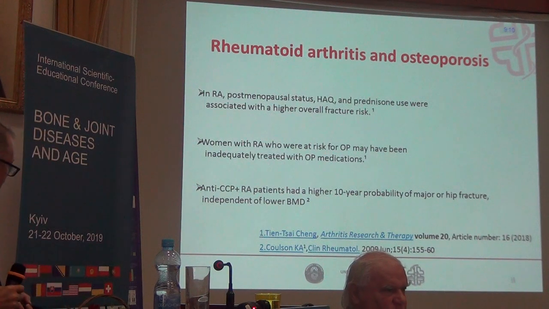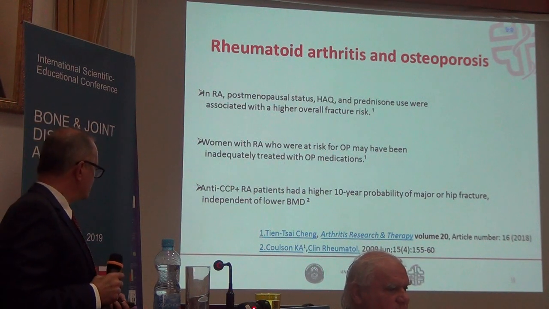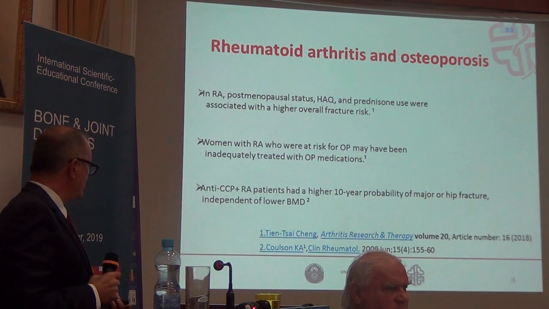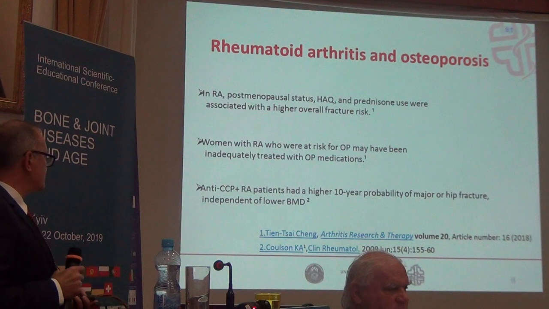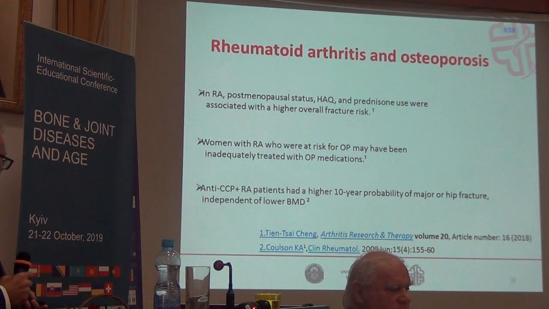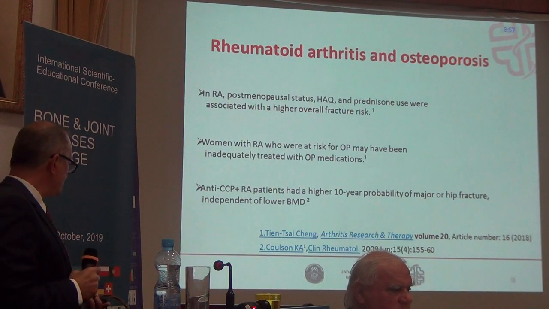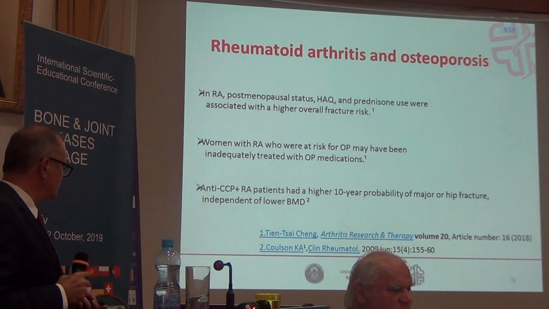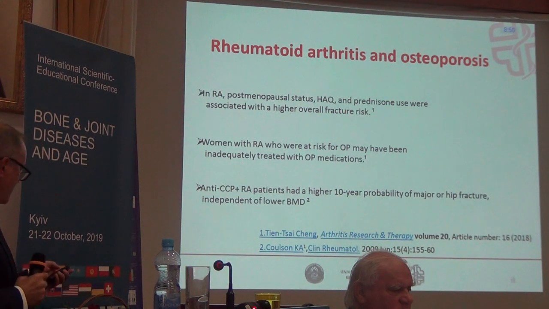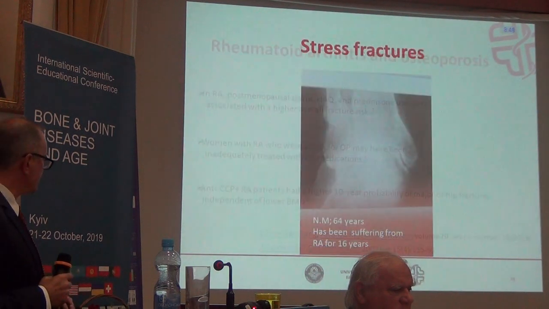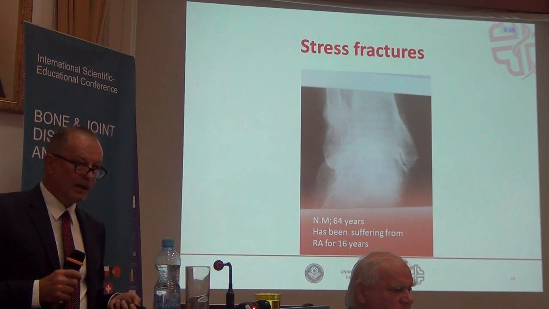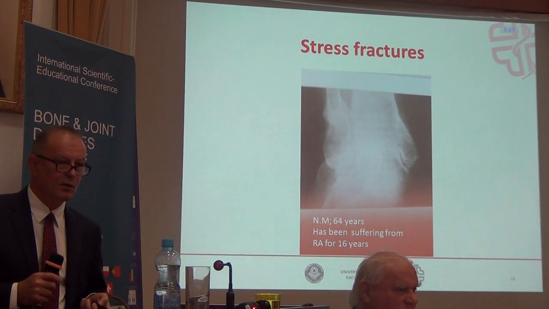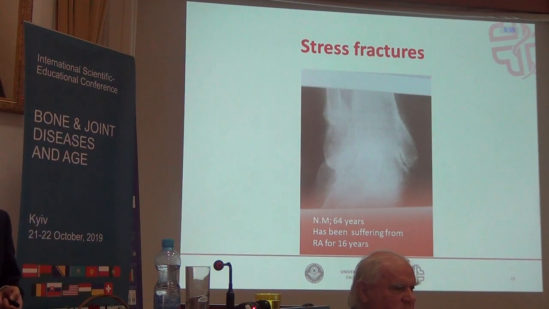overall fracture risk. Women with rheumatoid arthritis were at risk for osteoporosis, being inadequately treated with osteoporosis medication. And the CCP-positive rheumatoid arthritis patients had a higher 10 years probability of major hip fracture. Don't forget, stress fracture is also common in patients suffering from rheumatoid arthritis.